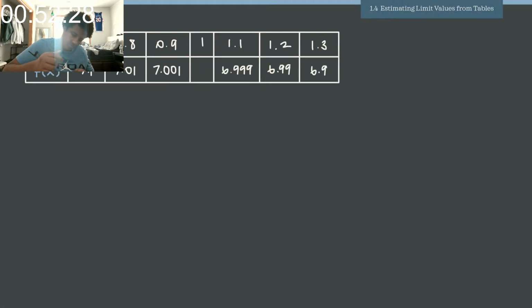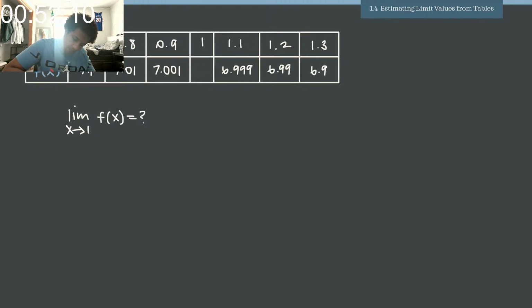The only takeaway we need to get from 1.4 is that we can estimate limits using tables. So for instance, if we're given a table like this, and the question we're asked is find the limit or estimate the limit as x approaches 1 of the function f of x. So this is our question here. All we need to do is look at the table and recognize that we've been given a set of values here for x: 0.7, 0.8, 0.9, 1, and then 1.1, 1.2, 1.3. So we're increasing here by 0.1 each time.